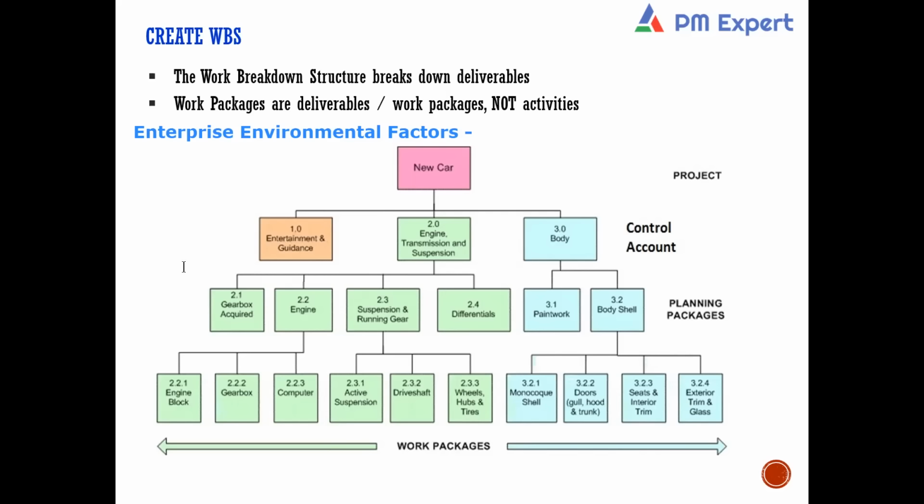Now we were discussing enterprise environmental factors. There are factors external to the project, or external to the organization, which can impact the project performance. Regulatory measures or legal requirements are one thing. Apart from that, market conditions, demand and supply, the infrastructure of the organization, and the skill level of the people within the organization can also impact the performance of the project. Such factors, which are external to the project but can impact project performance, are called enterprise environmental factors.